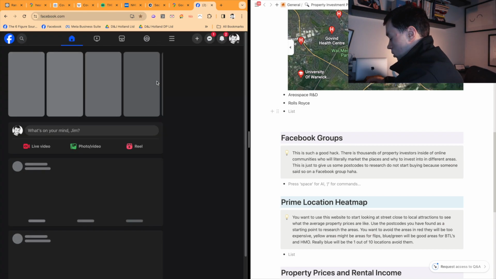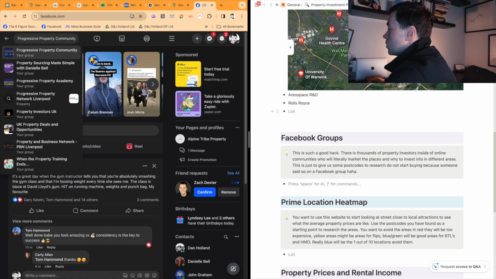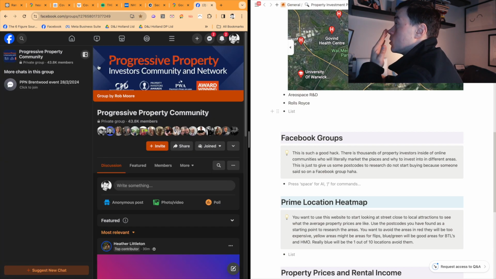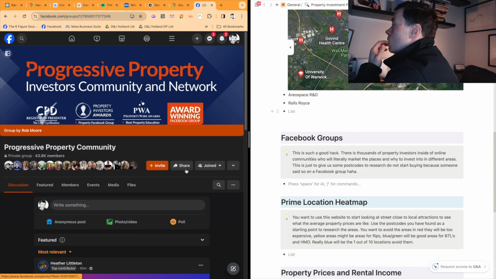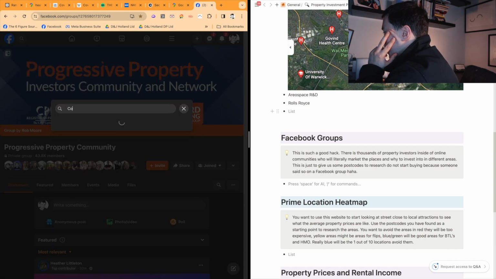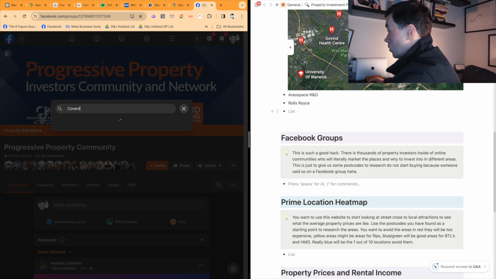So we want to head over to Facebook. I am part of quite a lot of the different property Facebook groups, so we'll just have a peruse on them. Let's go to Progressive Property. And what we're going to do is search these groups for people who have mentioned the word Coventry. So there we go, Cov Stays Coventry.